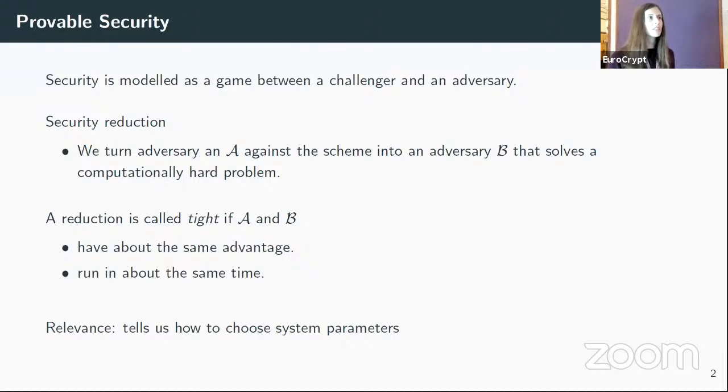This is relevant in order to choose the system parameters, because in fact, only a tight proof allows you to use standard parameters in a theoretically sound way.